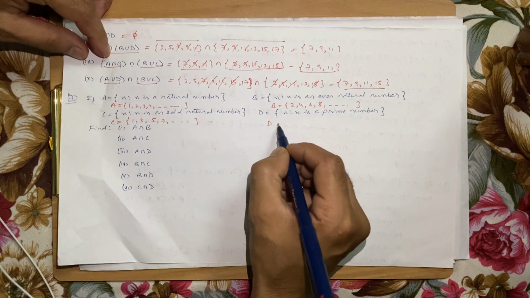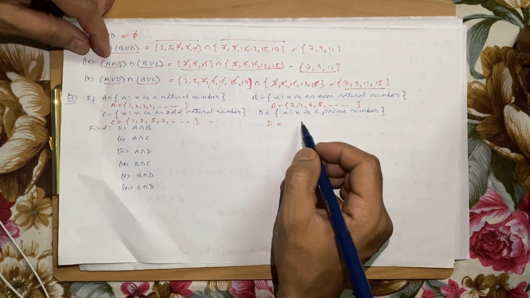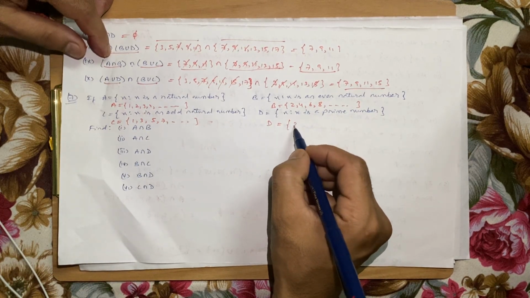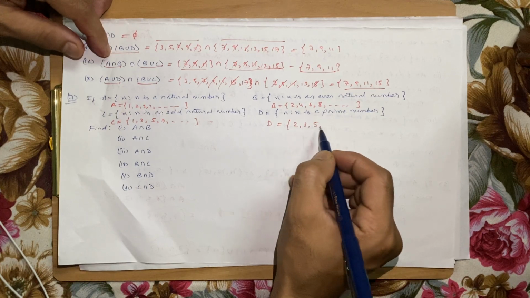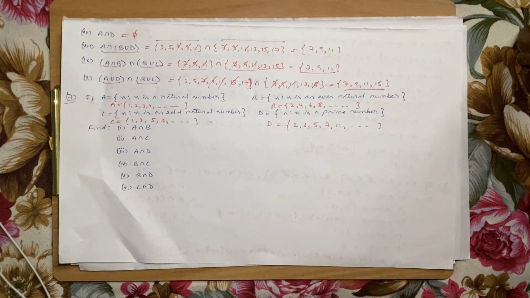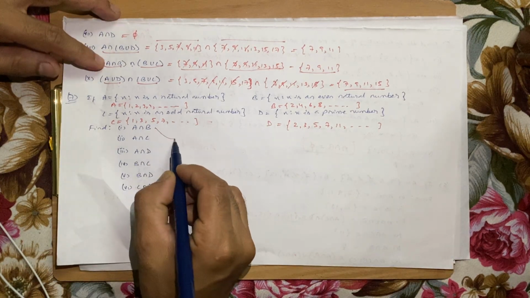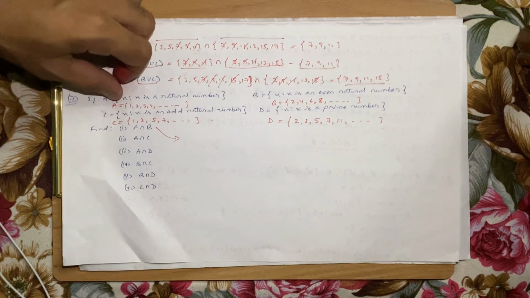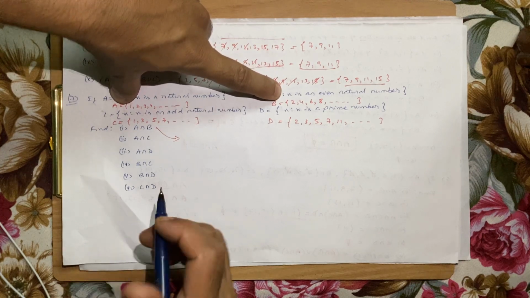And D is what? X such that X is a prime number. So what are the prime numbers? The first prime number is 2, then I have 3, then I have 5, then I have 7, then I have 11 and so on, right? Now it says find A intersection B. A and B, okay? Intersection.